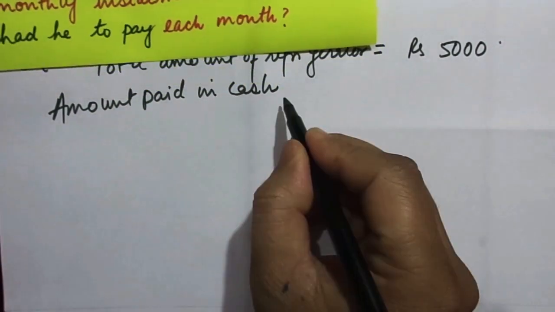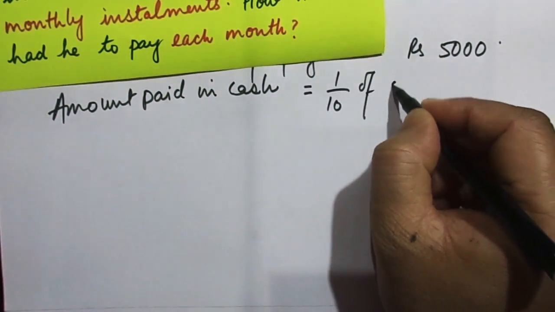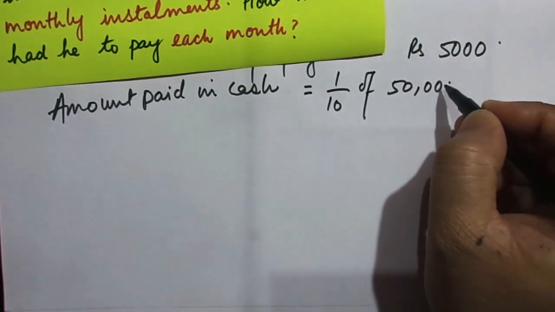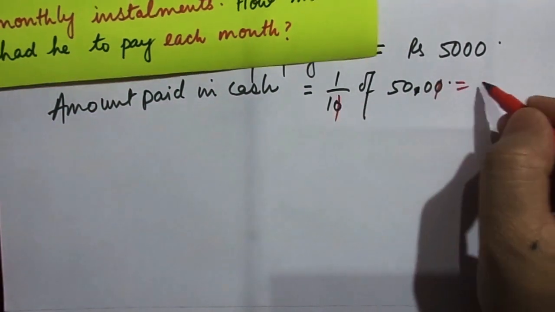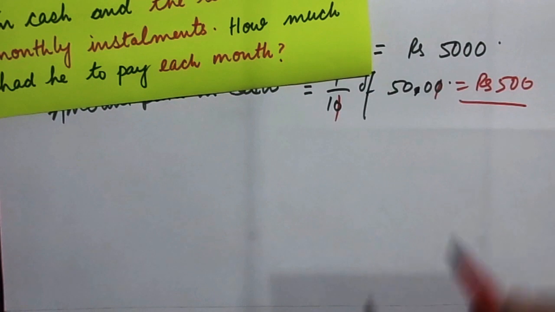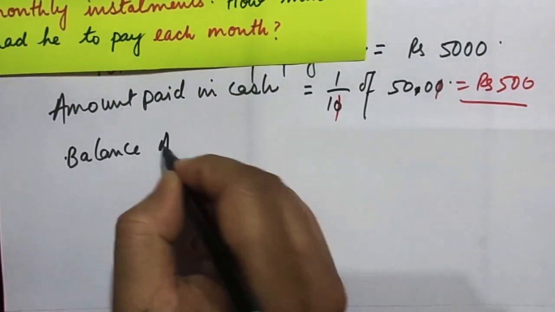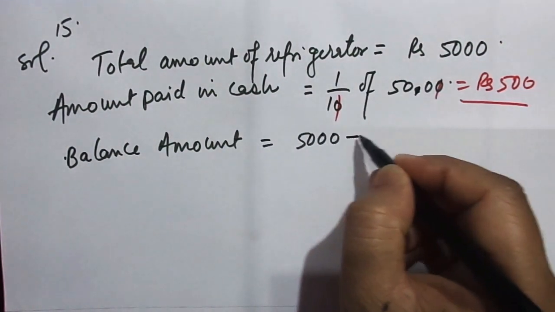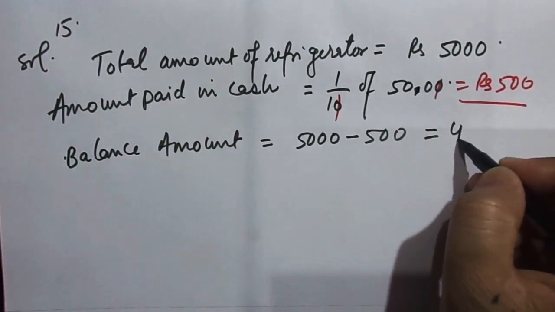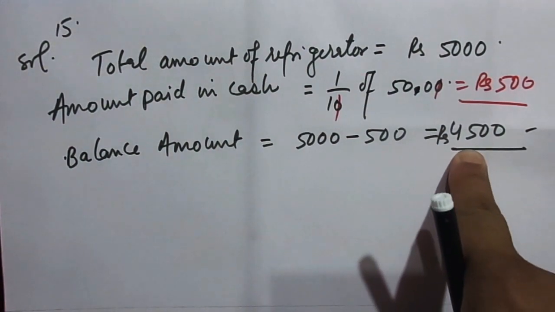Okay. So amount paid in cash is equal to 1 by 10 of rupees 5,000, sorry, not 50,000, 5,000, is equal to rupees 500. Okay, so this fellow paid only 500. So the remaining amount, we'll write balance amount, is equal to 5000 minus 500 is equal to 4500 rupees. 4500 is the balance amount which he needs to pay.